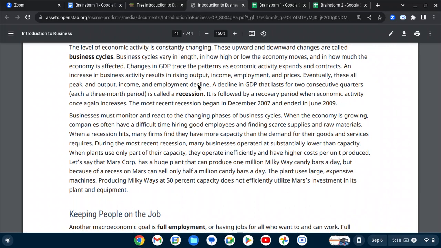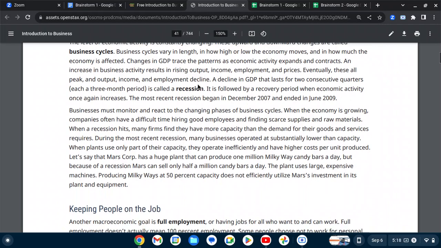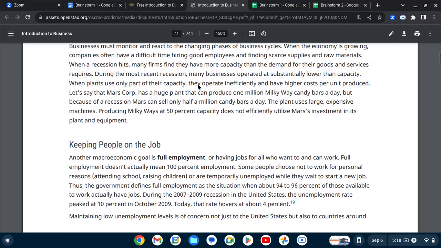The decline in GDP that lasts for 2 consecutive quarters is called a recession. It is followed by a recovery period when economic activity once again increases. The most recent recession began in December 2007 and ended in June 2009. Businesses must monitor and react to the changing phases of business cycles. When the economy is growing, companies often have a difficult time hiring good employees and finding scarce supplies and raw materials. When a recession hits, many firms find that they have more capacity than the demand for their goods and services requires.